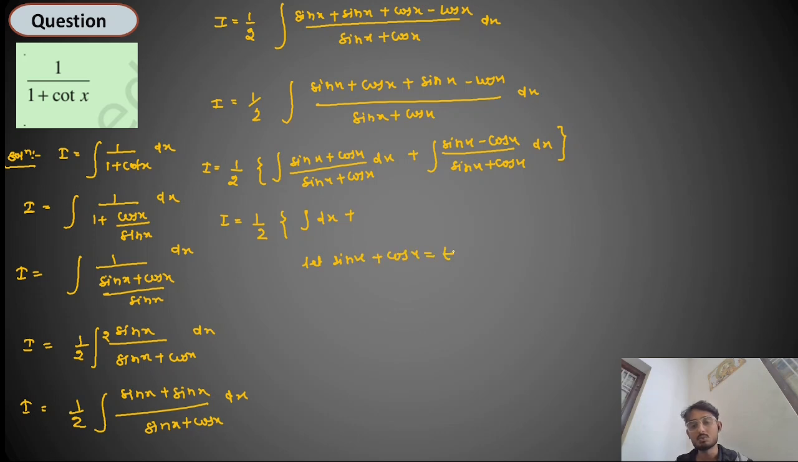equal to t. So the derivative of sin x equal to cos x, and the derivative of cos x equal to minus sin x, dx equal to dt. But in the numerator we have sin x minus cos x, so you will take minus as common: minus (sin x minus cos x) dx equal to dt. You can transfer the minus, so you will get the same as the numerator. So (sin x minus cos x) dx equal to minus dt.